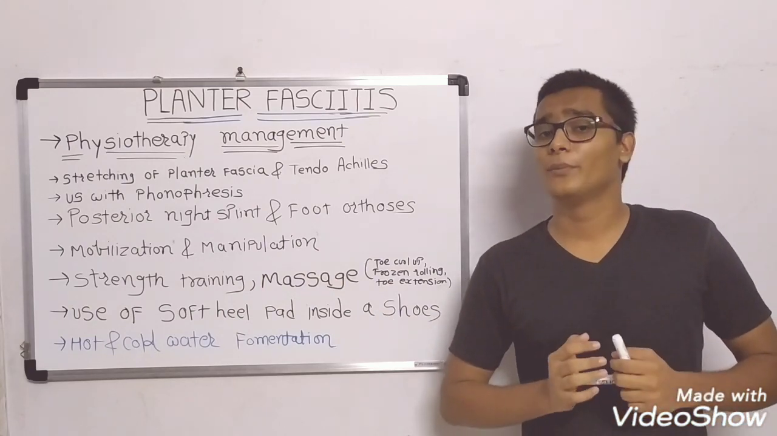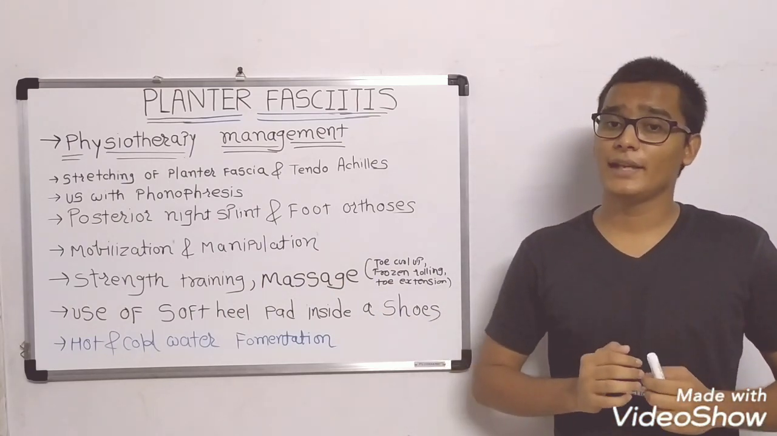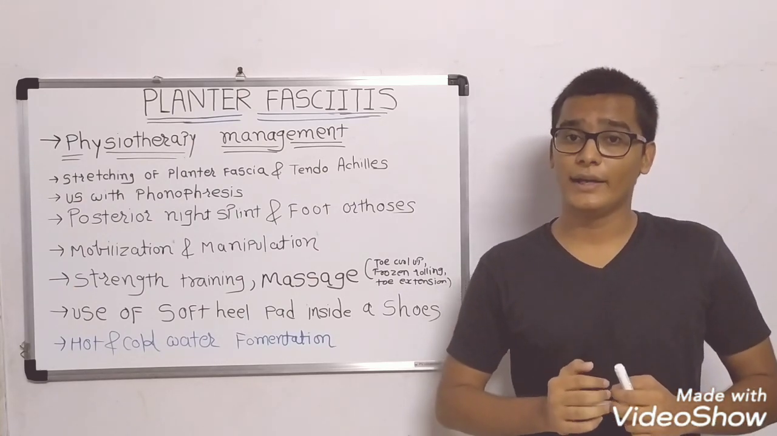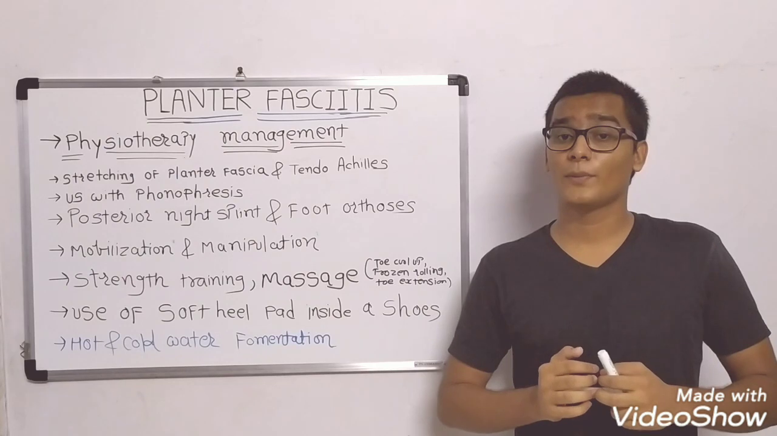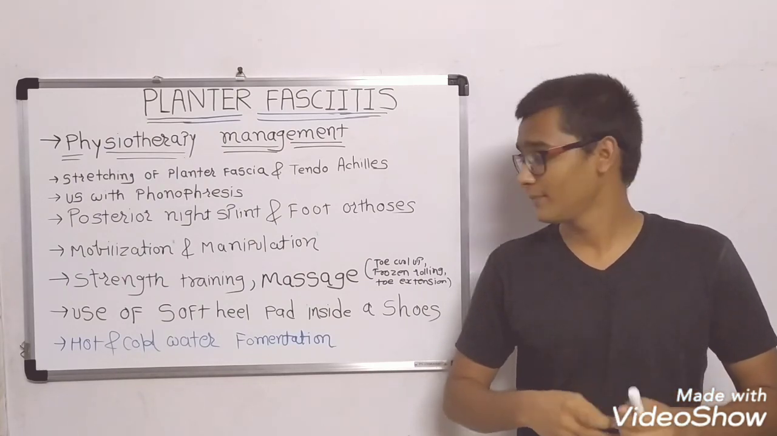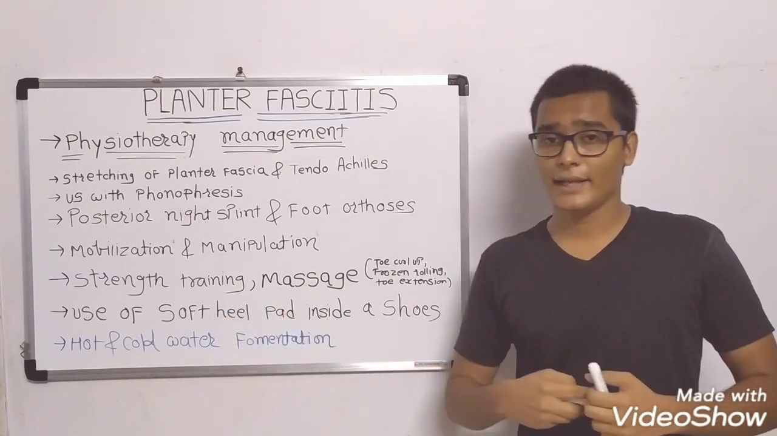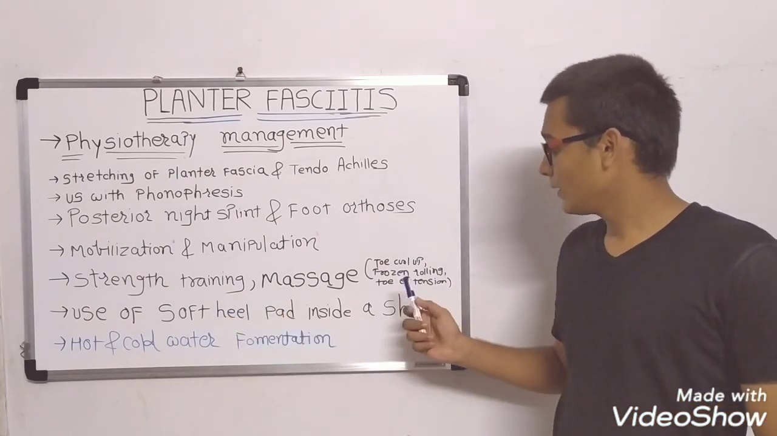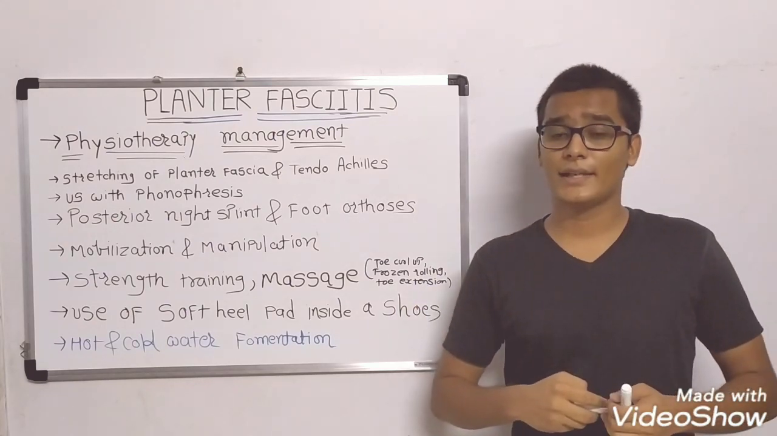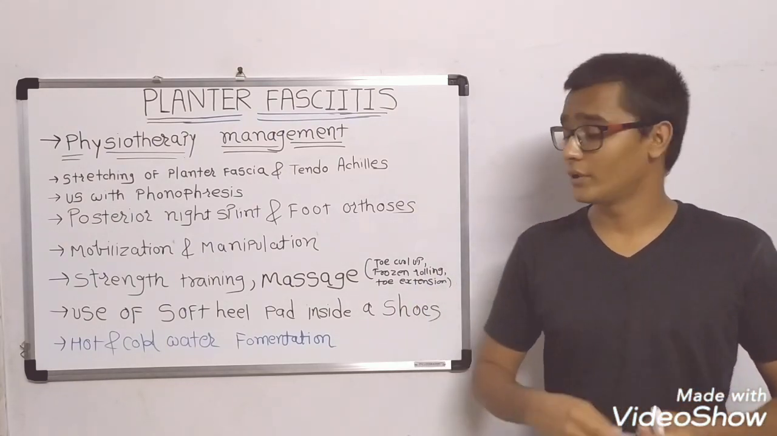Mobilization and manipulation have been shown to reduce the pain as well as to relieve the symptoms. Mobilization of posterior talocrural joint and traction manipulation of subtalar joint is useful to reduce the pain and to relieve the symptoms. Strength training. Strength training include toe collapse, frozen rolling and toe extension. This will help to increase the strength of the muscle of the sole of the foot.